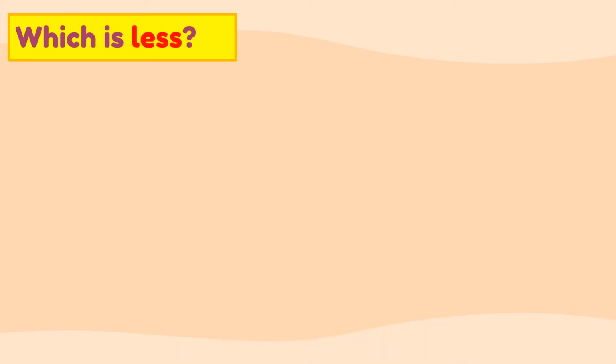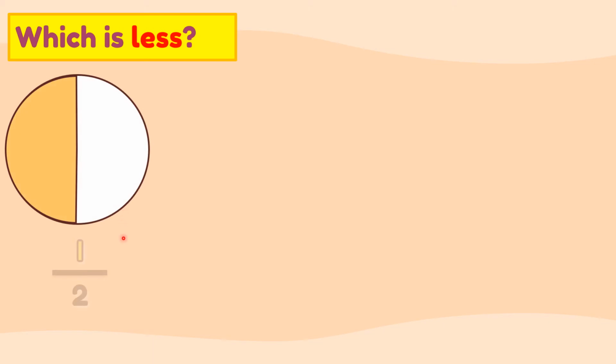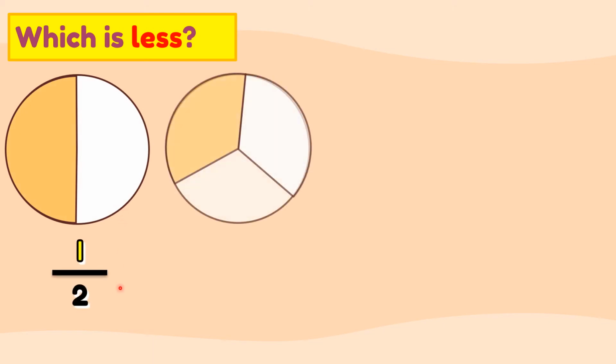Let's look at the next example. Which is less? Look at the first fraction, 1 over 2. The second fraction is 1 over 3. Now, let's look at the numerators and denominators. Both of these fractions have same numerators but different denominators. How to compare the fractions?